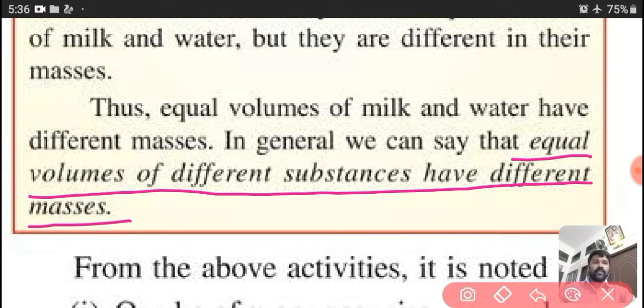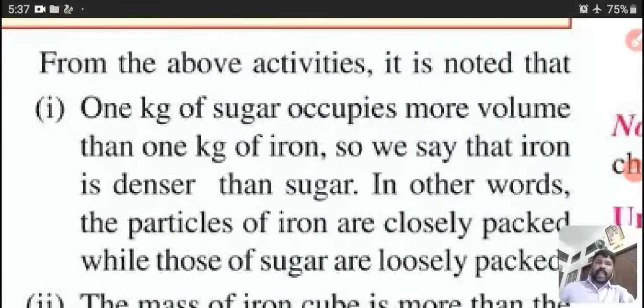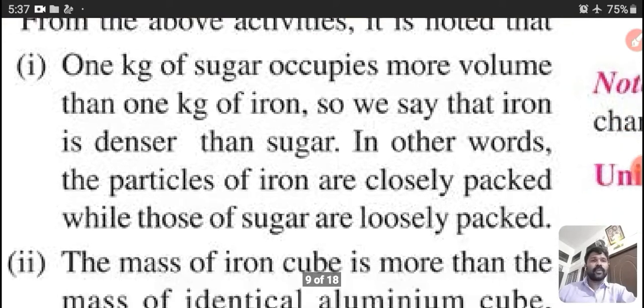Okay students, from the activities we have done just above, it is noted that first, 1 kg of sugar occupies more volume than 1 kg of iron. So we say that iron is denser than sugar. In other words, the particles of iron are closely packed while those of sugar are loosely packed.